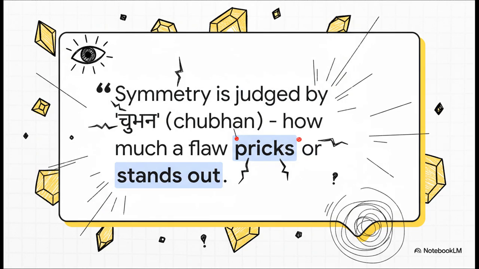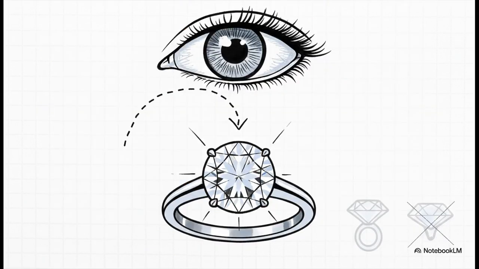The whole thing boils down to this incredible concept called chuban. It's a Hindi word that literally means to prick. And in the world of diamond grading, it's all about how much a flaw visually pricks the grader's eye. It's not about how big the flaw is on a diagram, it's about how obvious and distracting it is in real life. And this is the golden rule. It's the most important thing to remember.